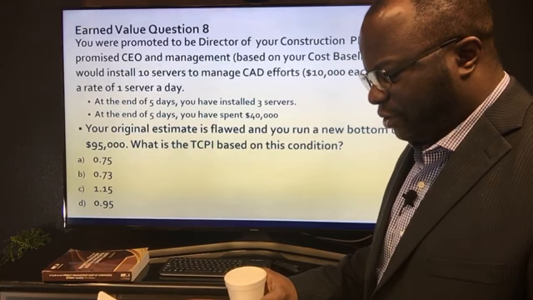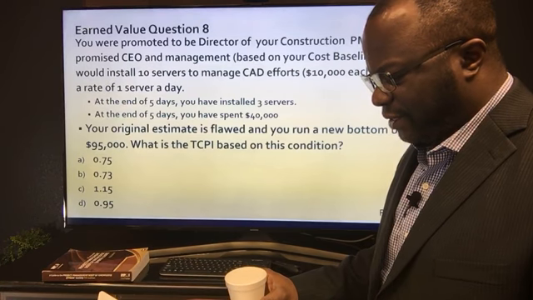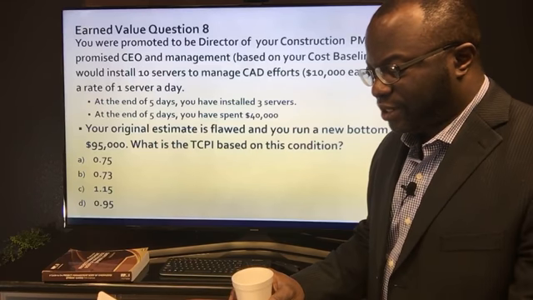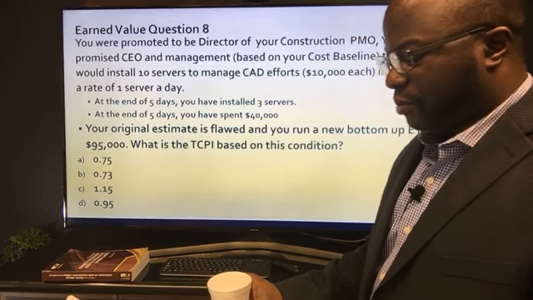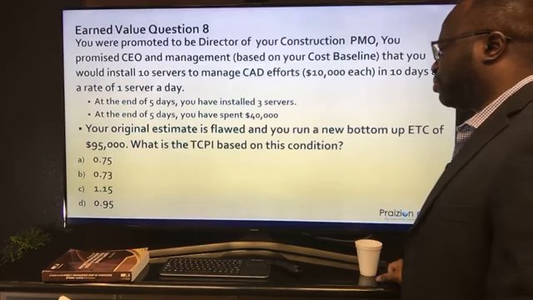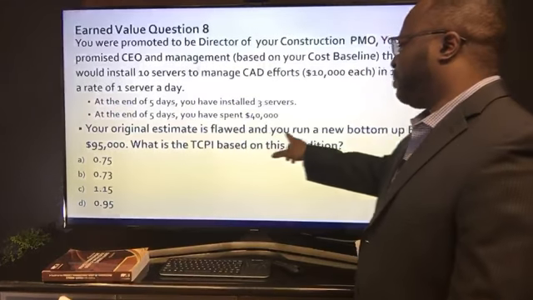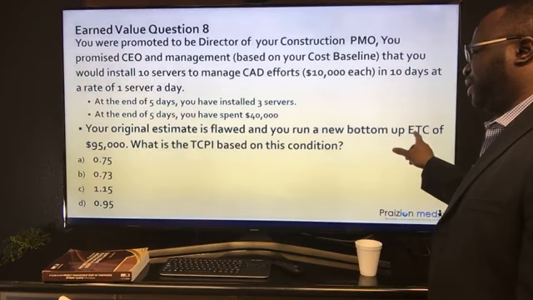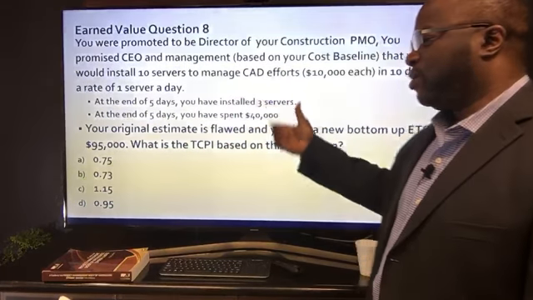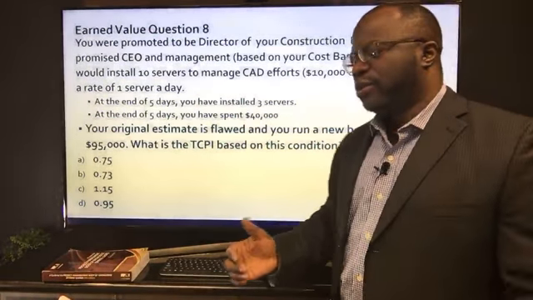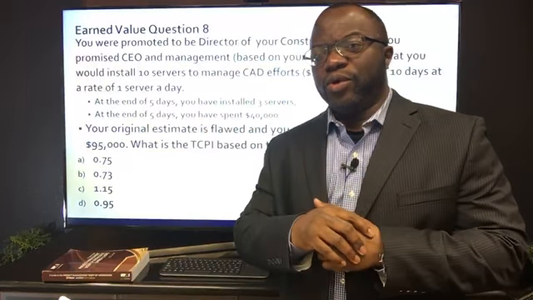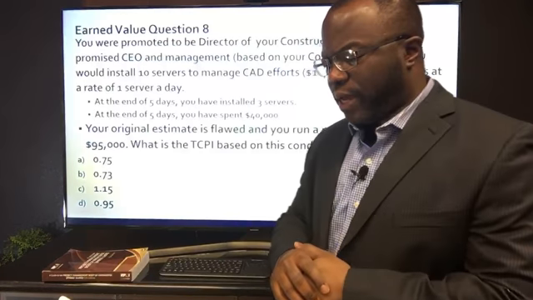Deep Myth says, to find its EAC. Oh, find out if it's EAC based or BAC. Okay, Adebola wrote down the formula. So folks, the first thing you want to do: your original estimate is flawed and you run a new bottom-up ETC. You want to look for a value that you're going to use for the equation to be used. So you know that the top, no matter what you do, is going to be what? BAC minus.